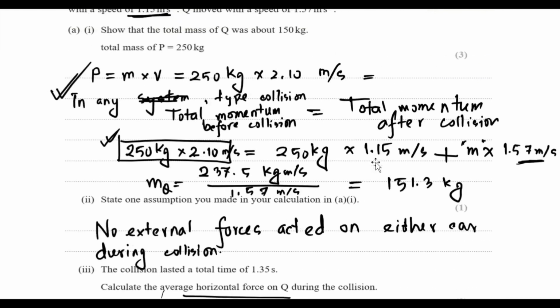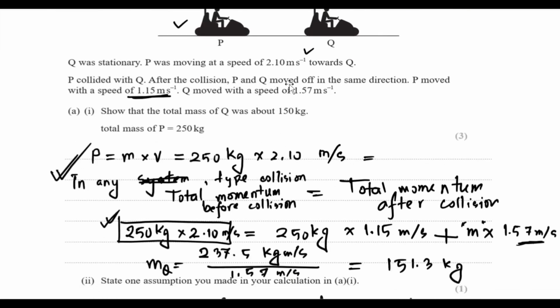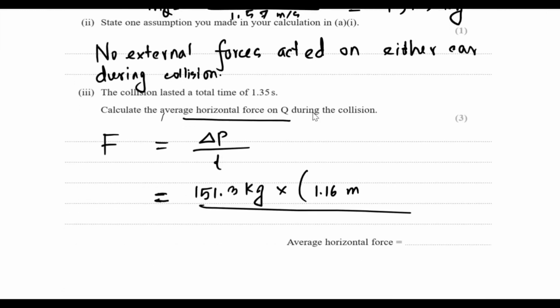Look at the information here. Q was stationary and it moves with a velocity 1.57 meter per second, divided by 1.35 seconds. So after calculation we get 1.76 times 10 to the power 2 newton.